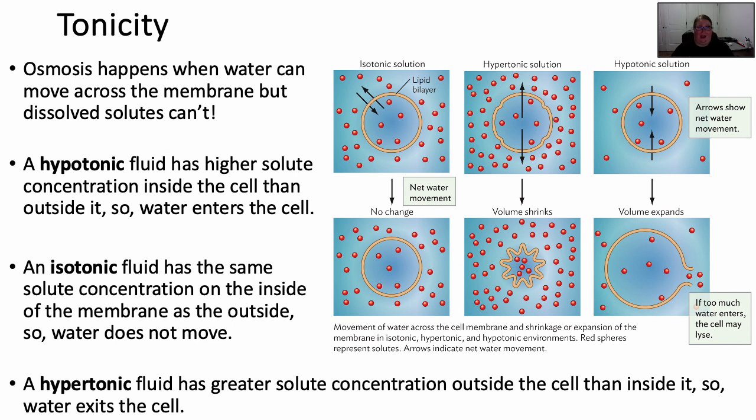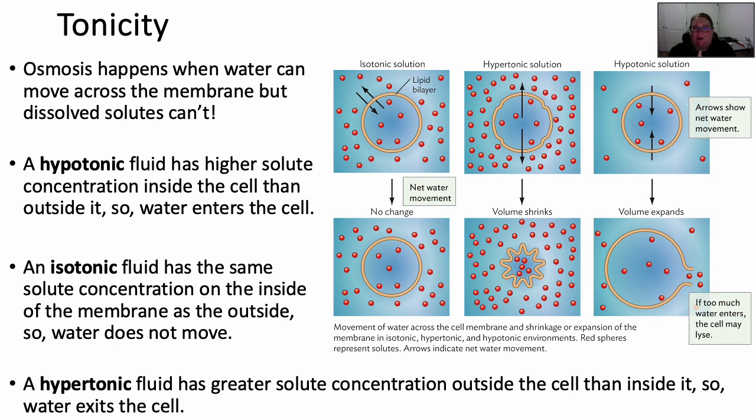Now, when we talk about osmosis, we have to talk about something called tonicity. This is what happens when water can cross the membrane, but dissolved solutes can't. We have three different types of tonicity: hypotonic, isotonic, and hypertonic. Let's go back to learning about what words mean. Hypo means low, and hyper means high. Tonic is actually really interesting because it is referring to the solute concentration outside the cell. So hypotonic, isotonic, and hypertonic are going to refer to what's happening outside the cell, and then we're going to predict what the water itself is going to do.